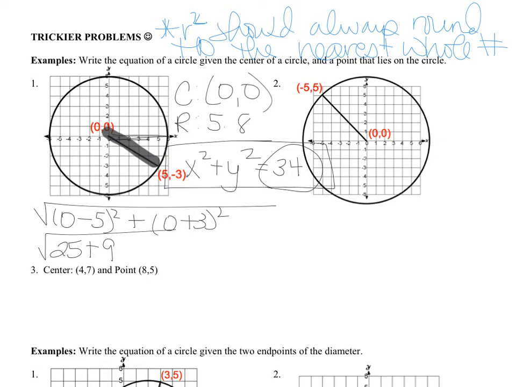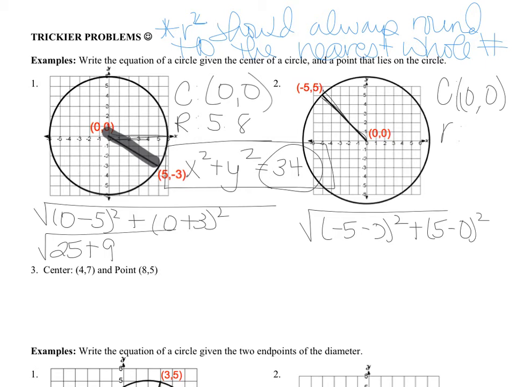Awesome. Let's go ahead and look at the next one. In order to write my equation, I need to know my center. I need to know my radius. My center is (0, 0) again. Well, what's my radius? I gotta find the distance of this. Oh boy, my favorite. Square root. (-5 - 0)² + (5 - 0)². So I have 25 plus 25. So I have the square root of 50.